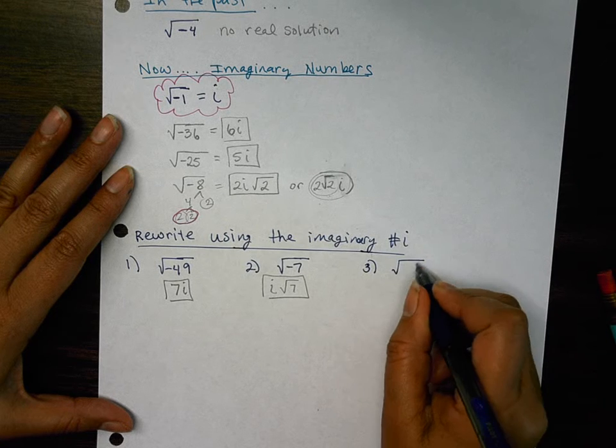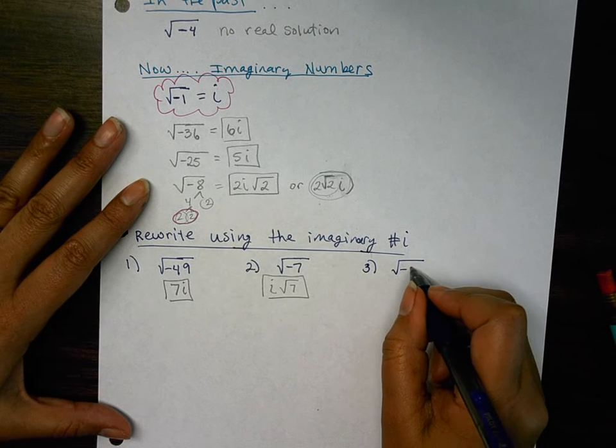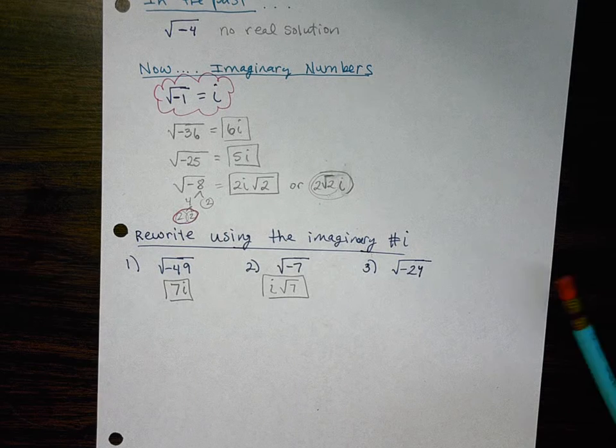Okay, let's try another one. Number 3, square root of negative 24.